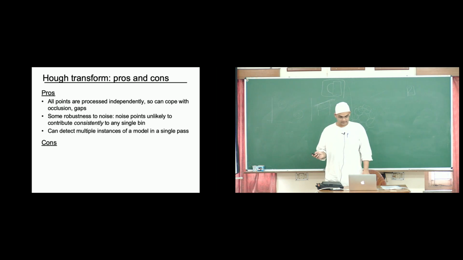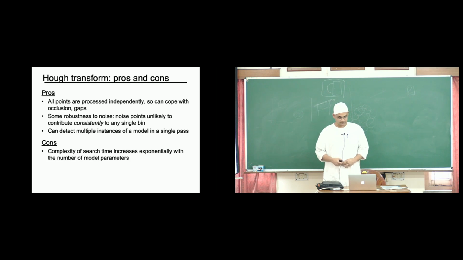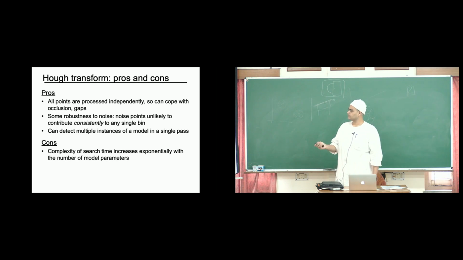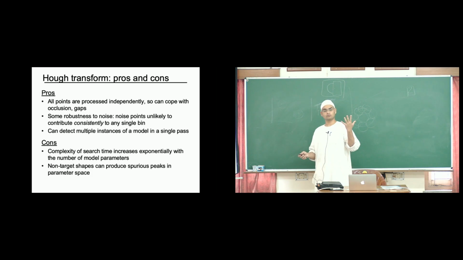The complexity of the search time increases exponentially with the number of model parameters. Non-target shapes can produce spurious points. Some other points that you know are part of the real lines are also giving votes. If you are looking for a circle, even all the lines will give votes for the circle. You don't have much control over that, right?